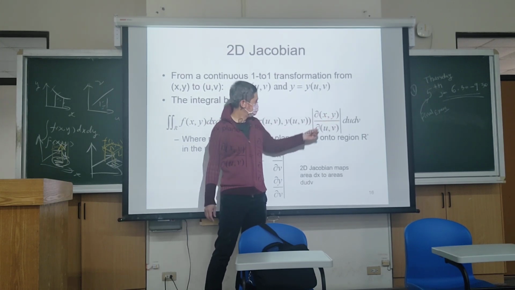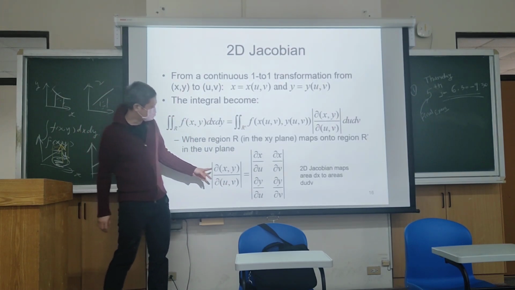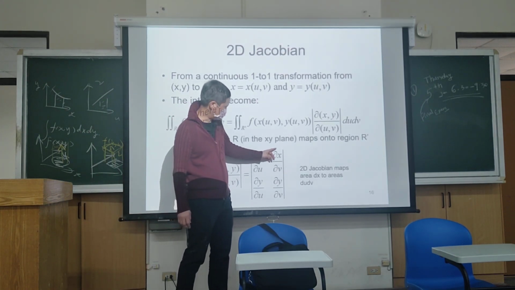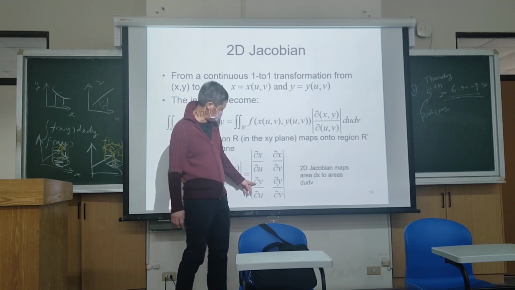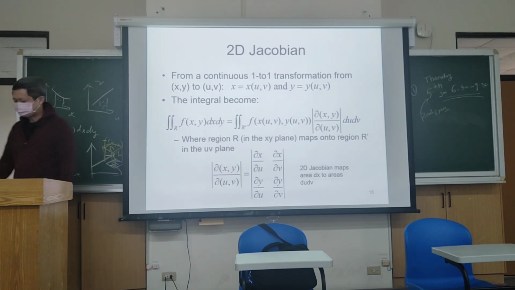del xy over del uv. So this Jacobian for the 2D case can be written as del x del u, del x del v, and then del y del u, del y del v, and then you take the determinant. So this is then the factor.